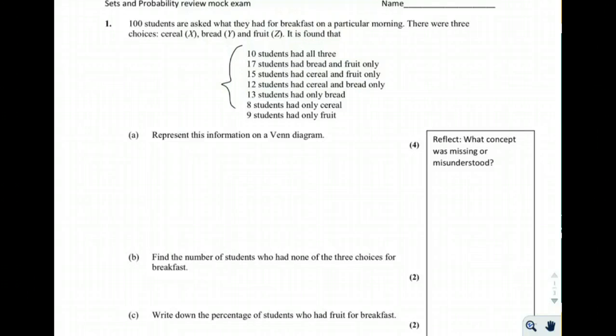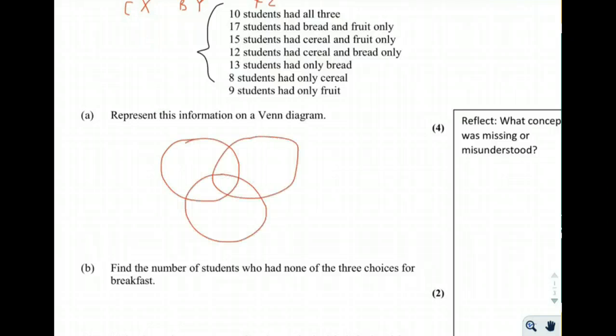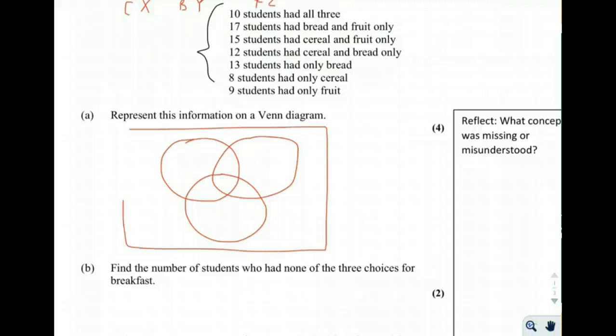So there is the cereal group, also known as X, the bread group, also known as Y, and the fruit group, also known as Z. We're going to put that in the Venn diagram. Okay, so there's C, there's B, and there's Z. So cereal, bread, and fruit, also known as XYZ.